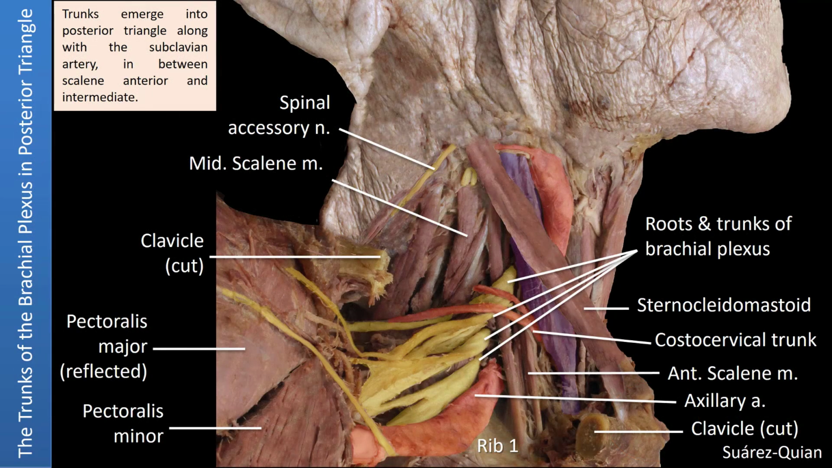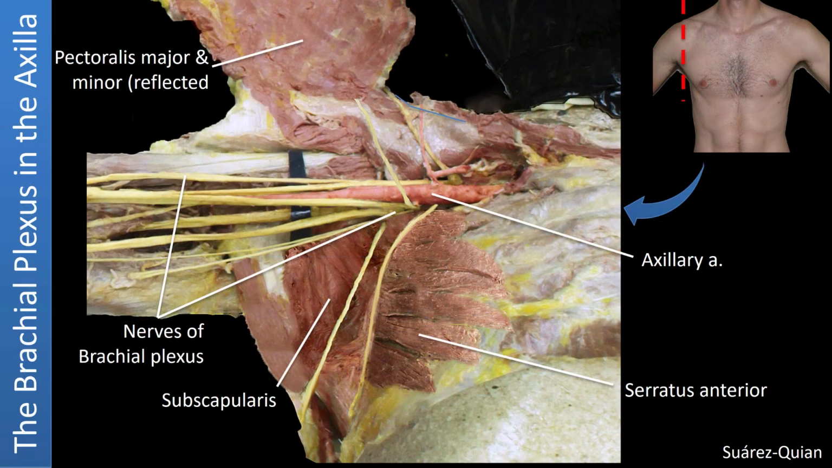And, as discussed in the previous tutorial and shown in this slide, the roots of the brachial plexus emerge as trunks in the posterior triangle of the neck, in between the anterior and intermediate scalene muscles. The network of nerves then continues into the axilla itself along with the axillary artery, as shown in this slide.